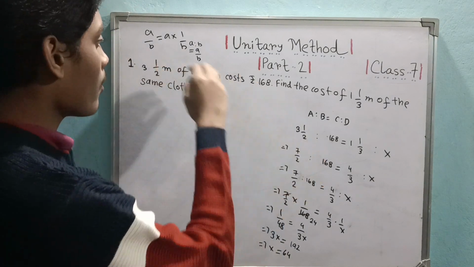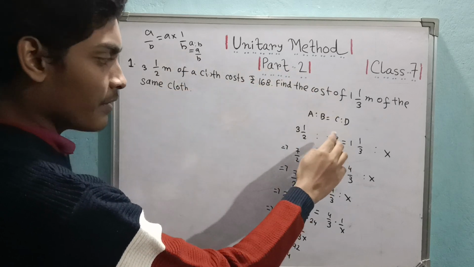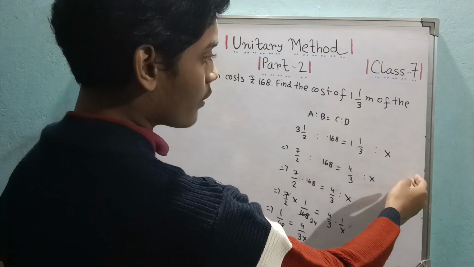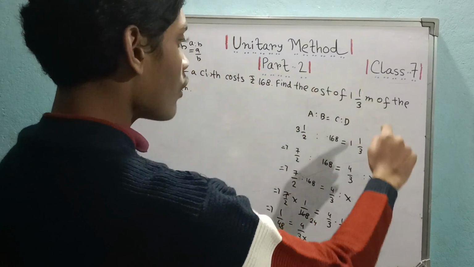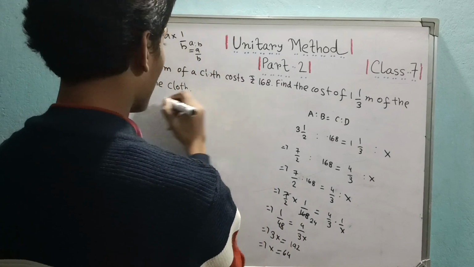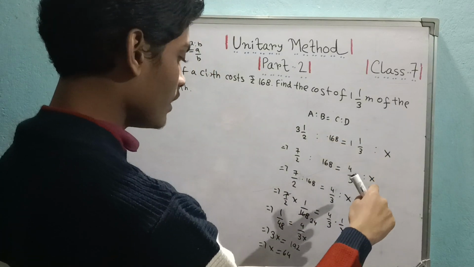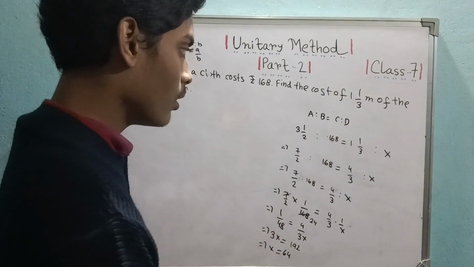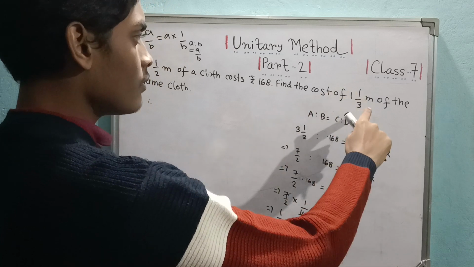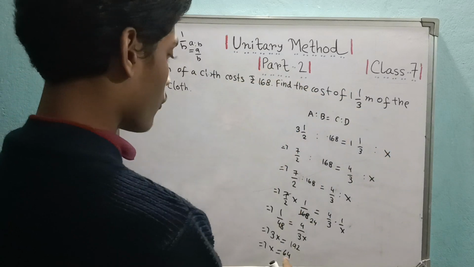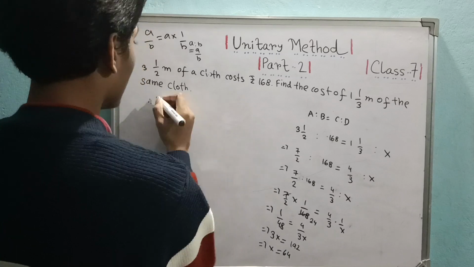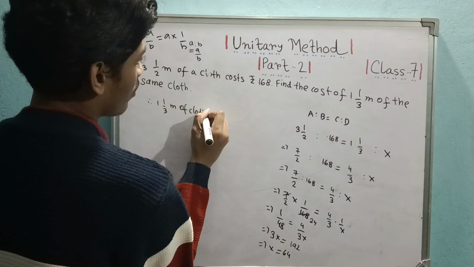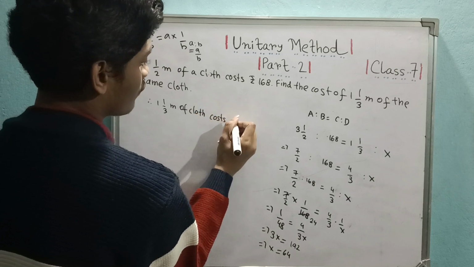The means for our item quantity is this one. Then again for another item, what will be our quantity? So quantity, that money, the cost we have taken as x. Therefore, now this is quite easy to understand. Therefore, 1 1/3 is to x means 1 1/3 is to 64, which means 1 1/3 meter has a cost of 64 rupees, isn't it? 1 1/3 meter of cloth costs rupees 64.